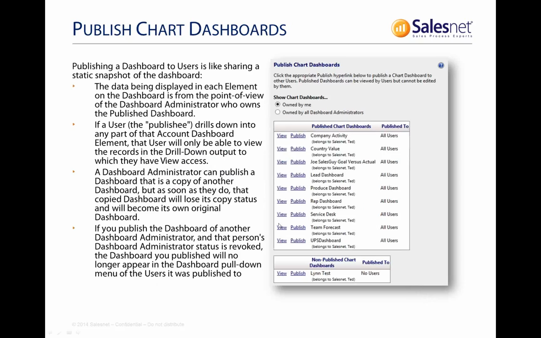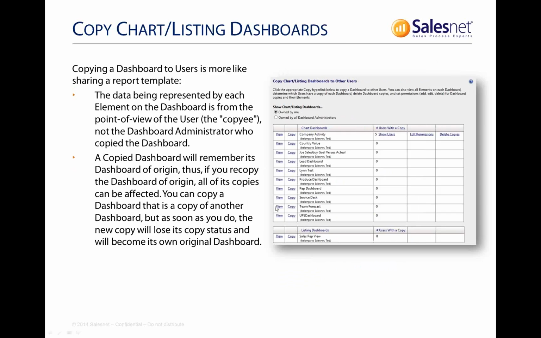Here's publishing, so I just get a list of all the dashboards that are available to me, plus dashboards owned by any other administrator, and I simply click publish, and then I select who I want to publish it to. A real simple interface. And copying is the same way. When I go to copy chart listing dashboards, I simply get a list up, I click the copy link, and I select who to copy it to.